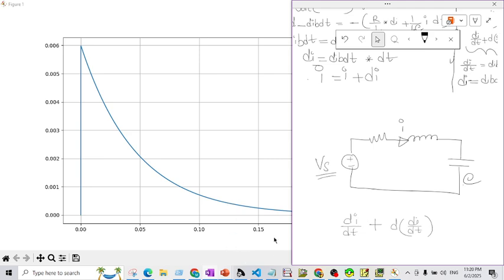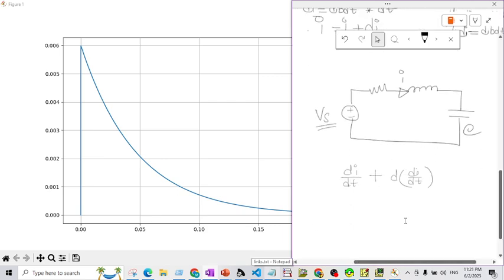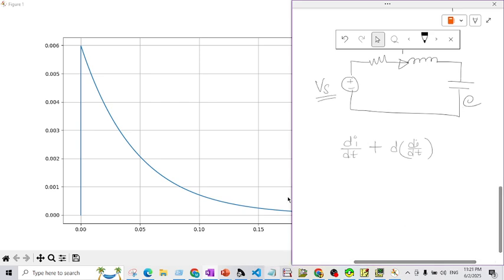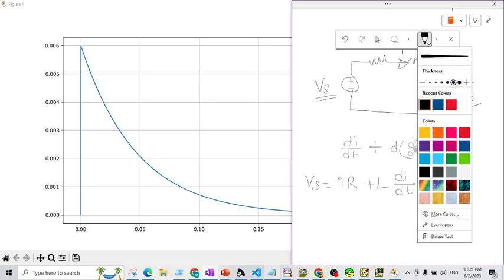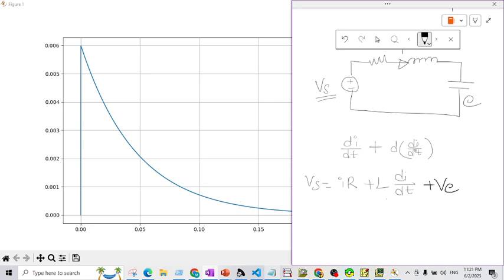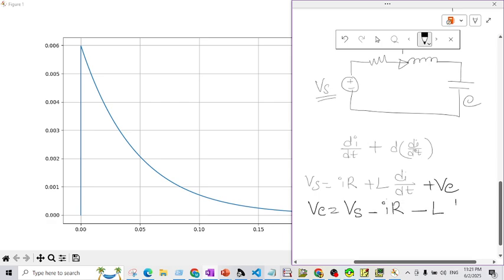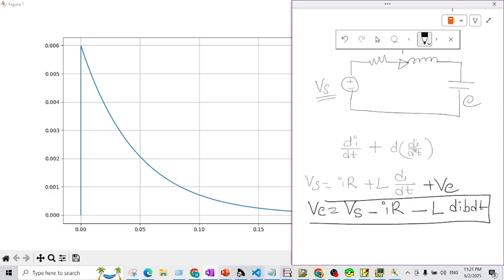Okay, now let's find the voltage of this capacitor. To find the voltage across this capacitor, what do we need? We know that Vs is equal to IR plus L dI by dt plus Vc. So to find Vc, we have to write Vs minus IR minus L dI by dt. Okay, so we have to write this code now.